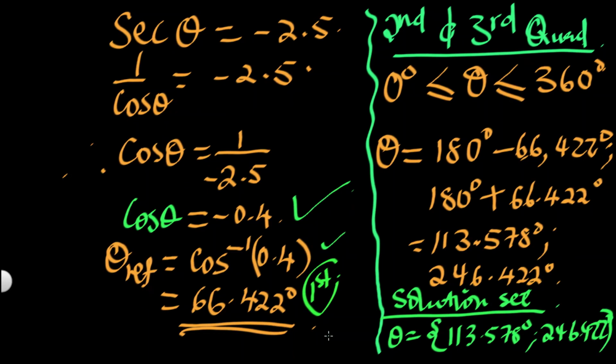Let me end the video here. I'm going to do more advanced examples of how you solve trigonometric equations. The important thing here is the process. You do the simplification, you have one trig ratio, and then you find your reference angle using the arc function. Then you use your quadrants to find the other angles.